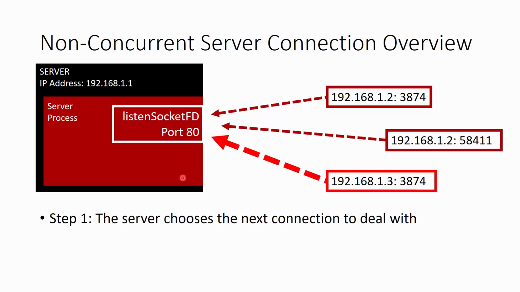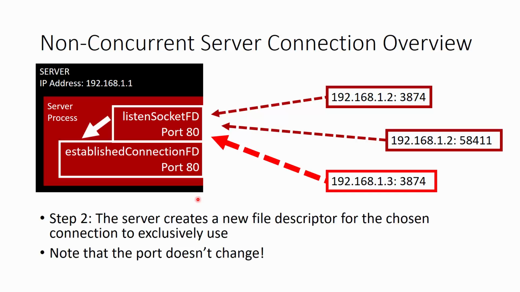So the first thing that the server is going to do is choose the next connection that it's going to deal with. So imagine it takes this one, and generally speaking, choosing the next connection means there's a queue of them all ready to go, and it pulls the next one off and starts working with it. Step 2 is the server is going to create a new file descriptor for the chosen connection to use. So this will be a file descriptor that is exclusively used for this particular connection.